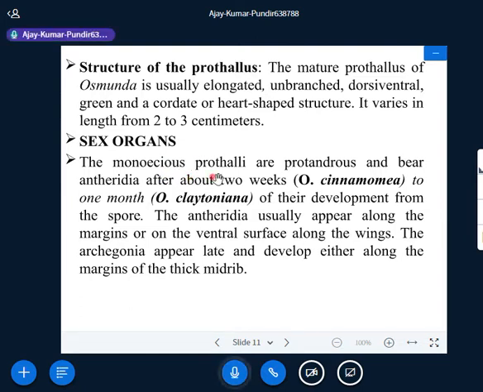On the same prothallus there are developed male and female sex organs. So the prothallus of Osmunda is monoecious, and it is proandrous type. What is the meaning of proandrous type prothallus? In the case of Osmunda, what happened? The development of antheridium takes place before the archegonium.